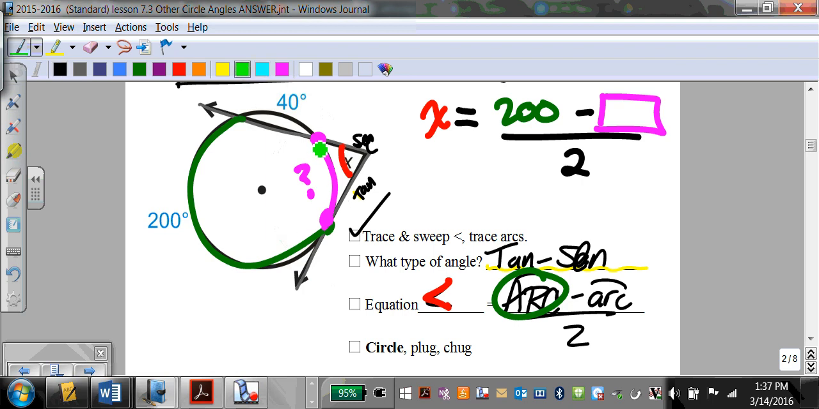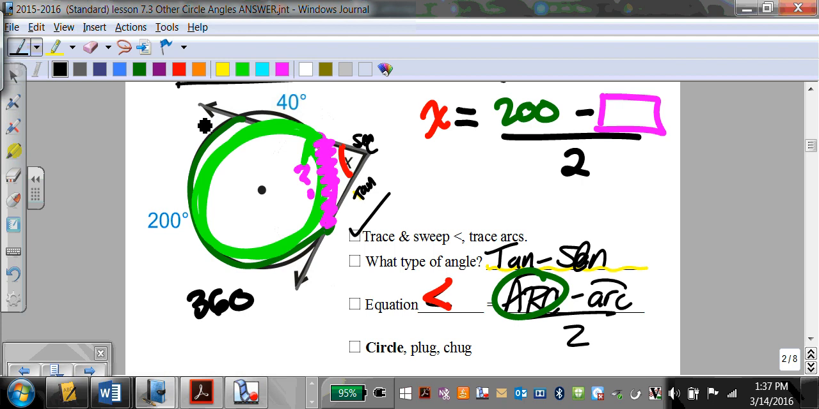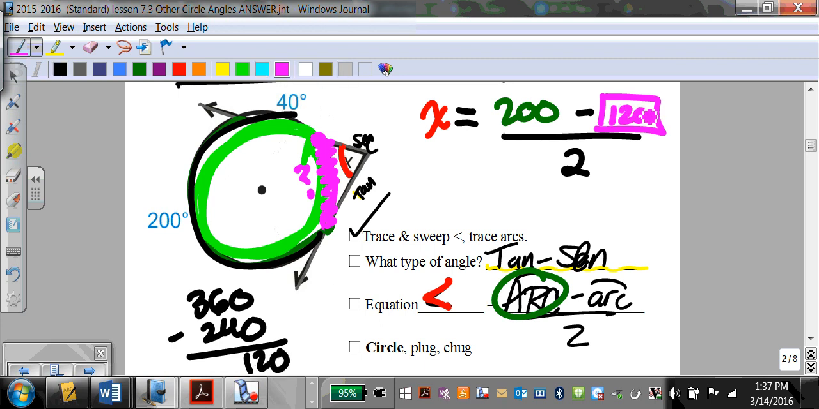Right. Okay, so let's do this. Put your pencil right there. Sweep all the way around. Sweep again. Sweep a third time. How do you get the pink, Mike? Okay. So we're going to 360 minus, why is it 240? That's what all that is. And what do we get? Okay, pop that 120 in there.